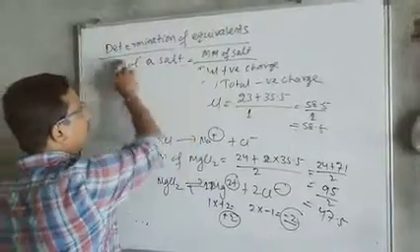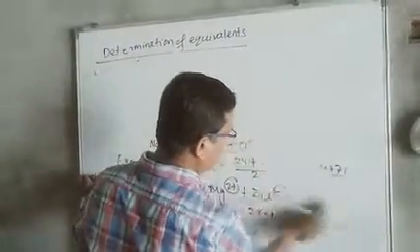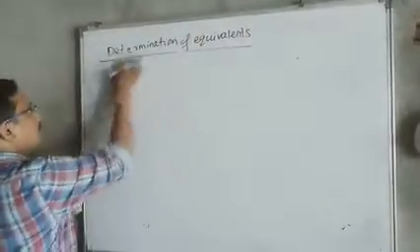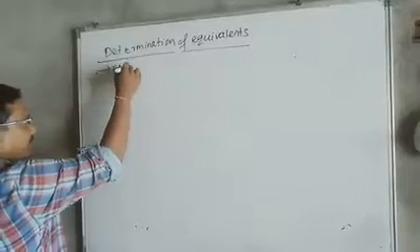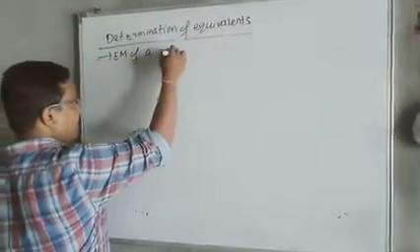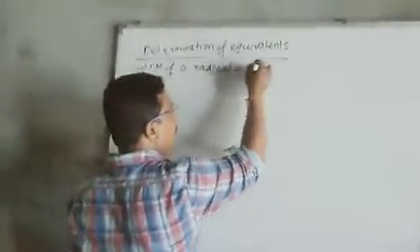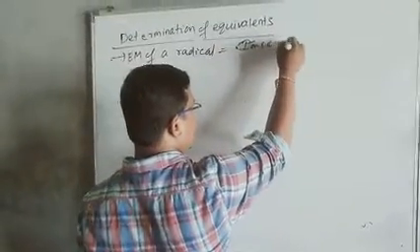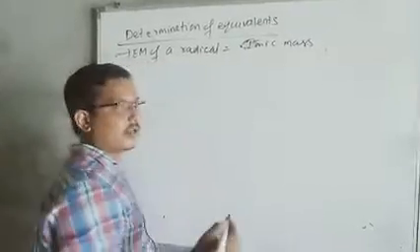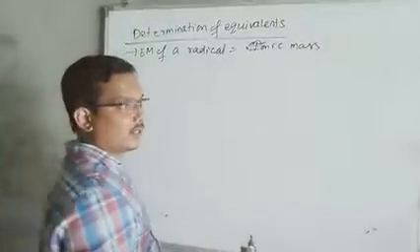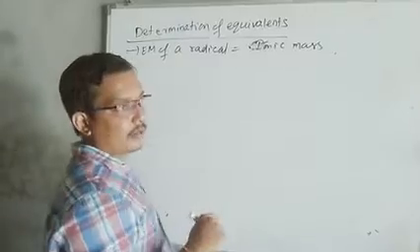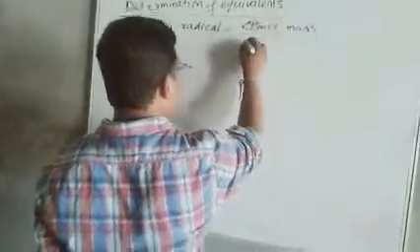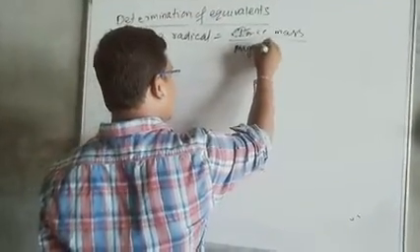Last is the equivalent mass of a radical. How can you find the equivalent mass of a radical? Total ionic mass divided by the magnitude of charge. Like molecular mass, there is also another term, ionic mass. Molecular mass relates to a molecule, atomic mass relates to an atom, and ionic mass relates to an ion.